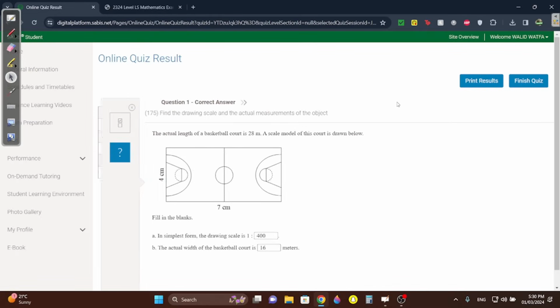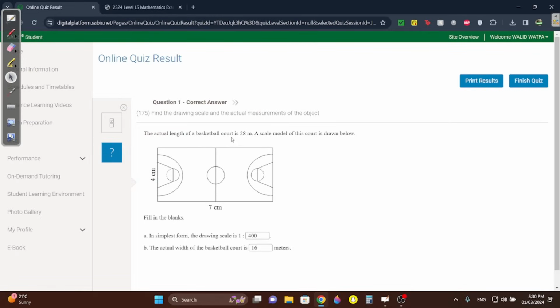You really have to know the vectors. Let's do the scale drawings first. They're fast, they're easy. This is 4 centimeters, 7 centimeters. The actual length is 28 meters. Okay, what's the scale? So it's 7 centimeters to 28 meters.